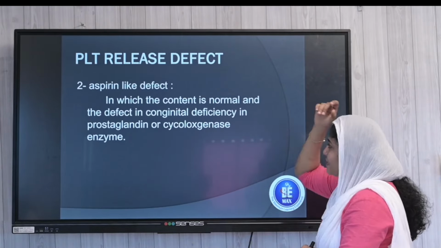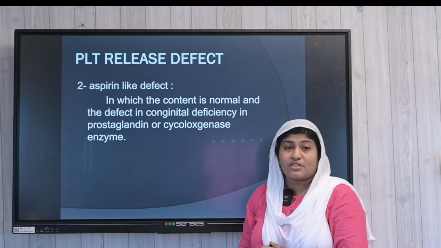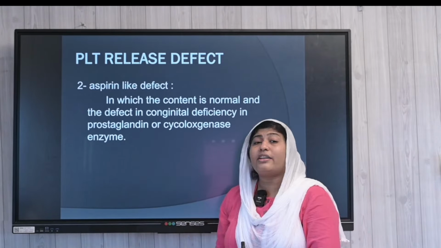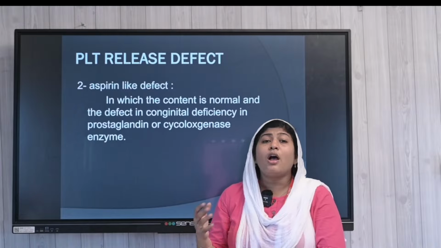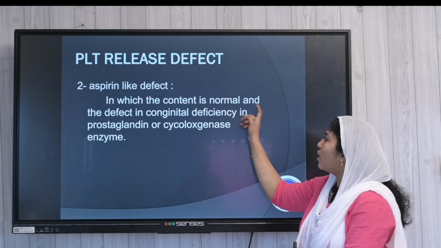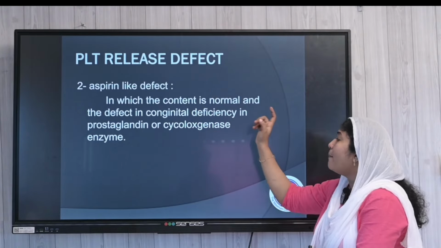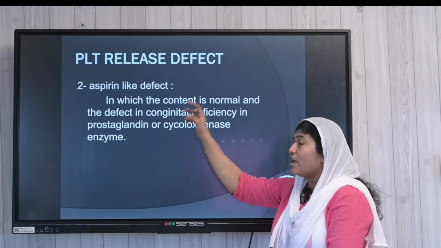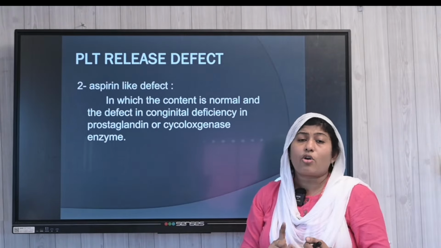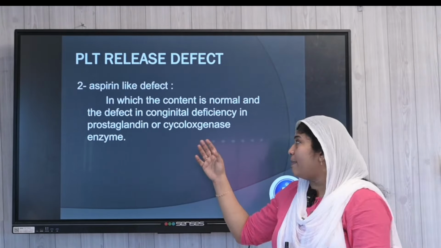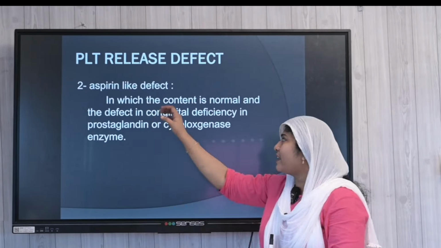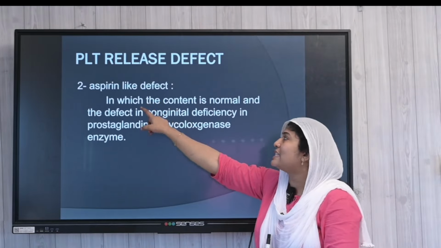Then another condition is aspirin-like defect. You all know, after surgery, in order to prevent some stroke condition, we take the medicine called aspirin. See, if you are taking aspirin, that will also result in prolonged bleeding. So, here the condition is aspirin-like defect, in which the platelet count is normal and there is a congenital deficiency in prostaglandin or cyclooxygenase enzyme. When we are taking aspirin, our bleeding will be prolonged. Even if the quality and quantity of the platelets are normal, the patient has to face prolonged bleeding during aspirin medication. But in this other condition, it is not really an aspirin problem; this is aspirin-like defect.